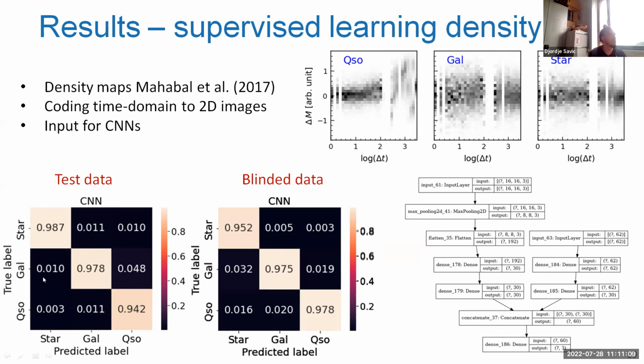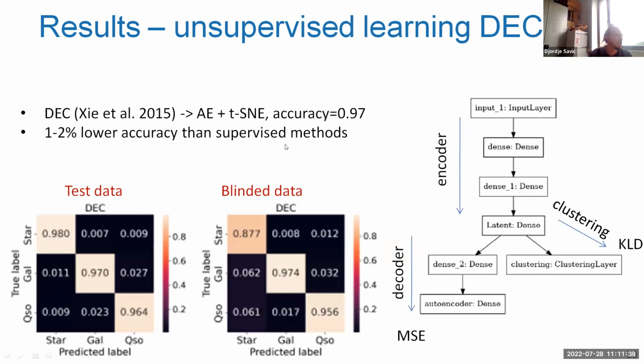And this one works slightly worse than 98%, but is more robust in the sense that the same accuracy has been obtained both for the test and the blinded data. So it's a bit more robust. It doesn't use the engineered features, but the encoded images. So we could say that our new time domain features are just images that are fed to convolutional neural networks, and it works well.